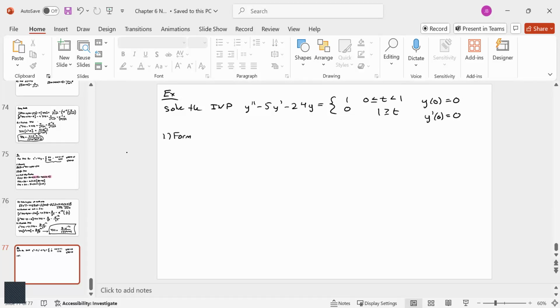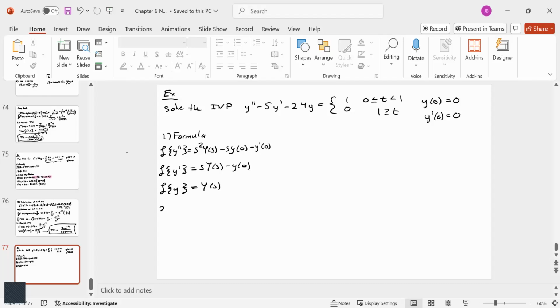So step 1 is formula. So Laplace transformation of y double prime, s squared y of s minus s y of 0 minus y prime of 0. The Laplace transformation of y prime is equal to s y of s minus y of 0. And the Laplace transformation of y is y of s.